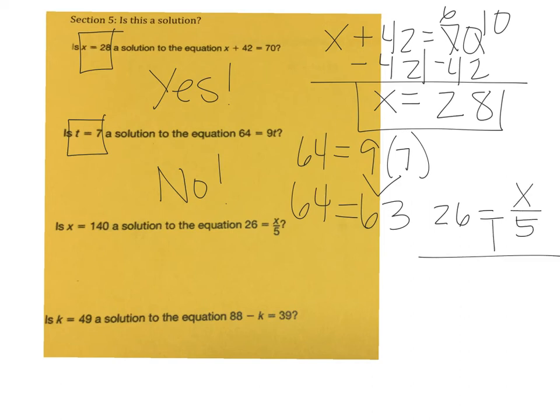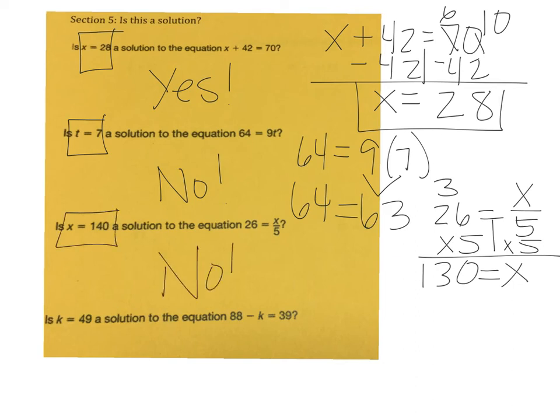And draw my balance. Inverse operation here would be to multiply by 5 on both sides. So x is now alone. So we're going to do 26 times 5. So 5 times 6 is 30. 5 times 2 is 10, plus 3 is 13. So 130 equals x. Well, that is not the same thing, so no, this is not going to be a solution.